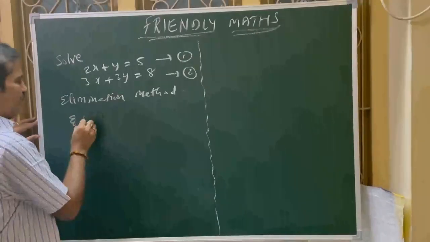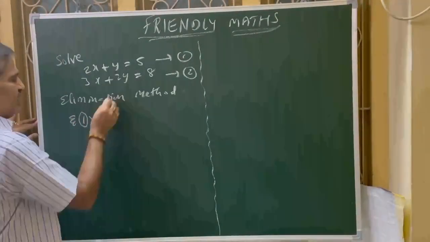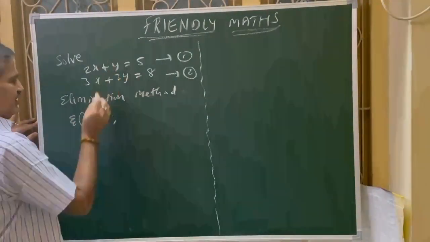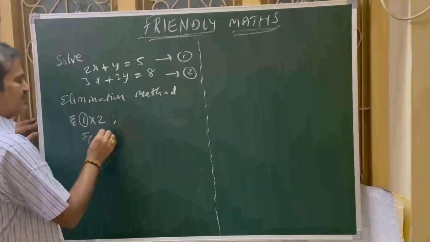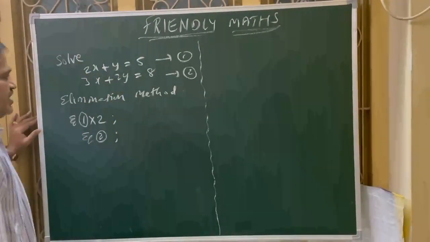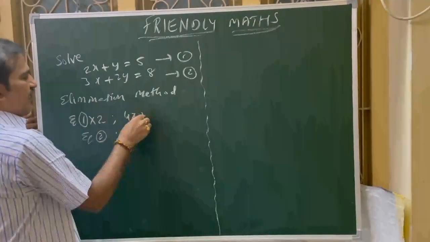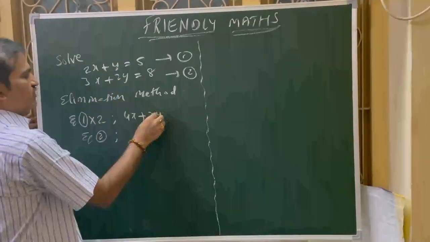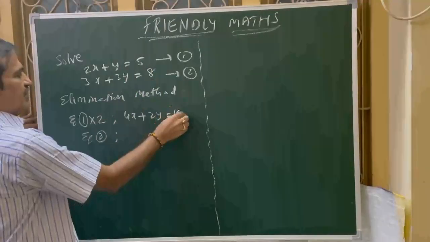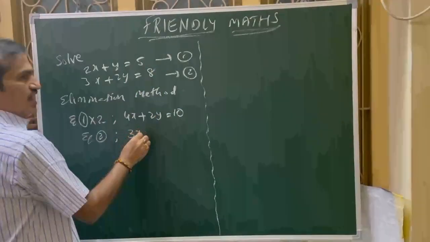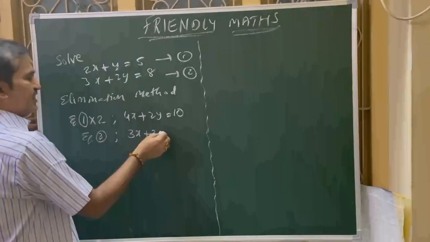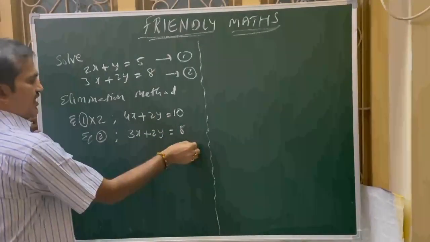For that purpose, what am I doing? Equation 1 I am multiplying by 2. Then I am getting 2y. Equation 2 I am writing as it is, because it is already 2y. Equation 1 with 2: 2 2s are 4x plus 2 into y, 2y, and 2 5s are 10. Equation 2 as it is: 3x plus 2y is equal to 8.